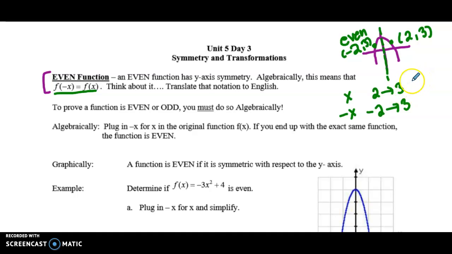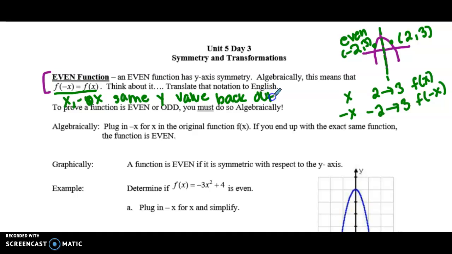F of x, remember, is the same thing as y. So when I plug in x, f of x, I get 3 back out. When I plug in the opposite, or f of negative x, I also get 3 back out. So f of negative x equals f of x is just saying that when you plug in both x and negative x, you get the same y value back out. All right, we're going to show you how to do this algebraically.